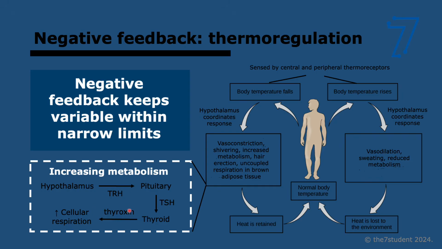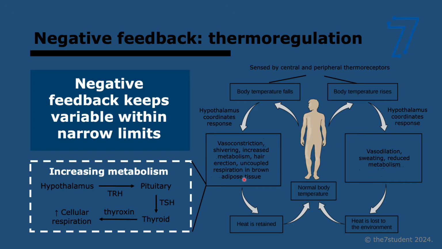Here is how increased metabolism works, by the way. The hypothalamus, you need to know all of this, unfortunately. The hypothalamus releases TRH, which stimulates the pituitary to release TSH. That stimulates the thyroid to secrete thyroxine, which boosts cellular respiration. And the cellular respiration means more metabolism, means more heat. I'm sorry you have to remember all of that, but you do.